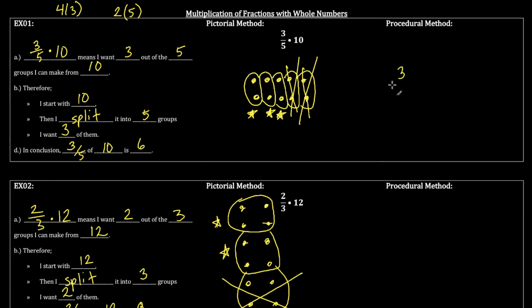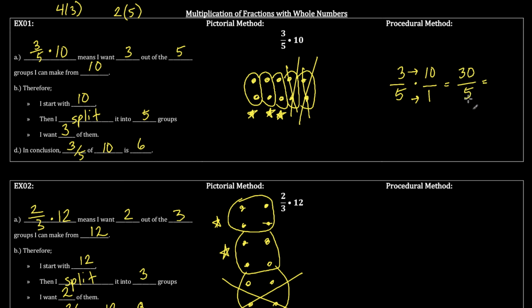So 3/5 times 10. We can't just multiply across because there's nothing down here. But that's false. There is something down here. This is not just 10, this is 10 wholes. So let's multiply across. 3 times 10 is 30. 5 times 1 is 5.